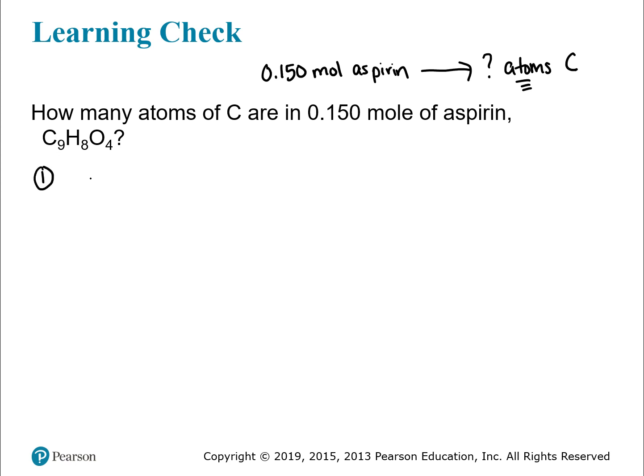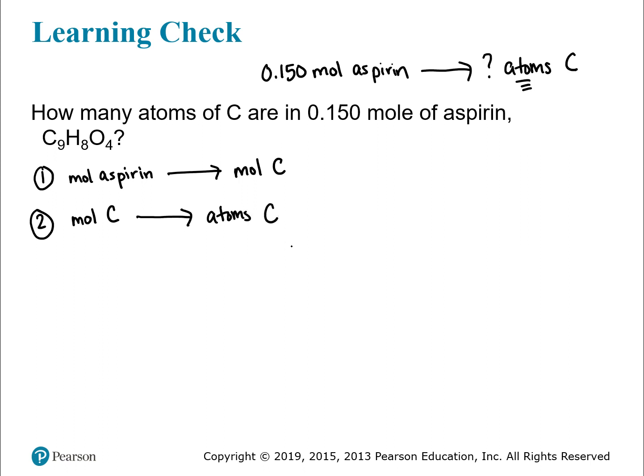The first one, we're going to take our moles of aspirin and convert that to moles of carbon. We can use one of our conversion factors that we wrote on the previous slide to do that. But the question isn't asking about moles. It's asking about atoms. And the link between moles and atoms is Avogadro's number. So the moles of carbon we can convert to atoms using Avogadro's number.